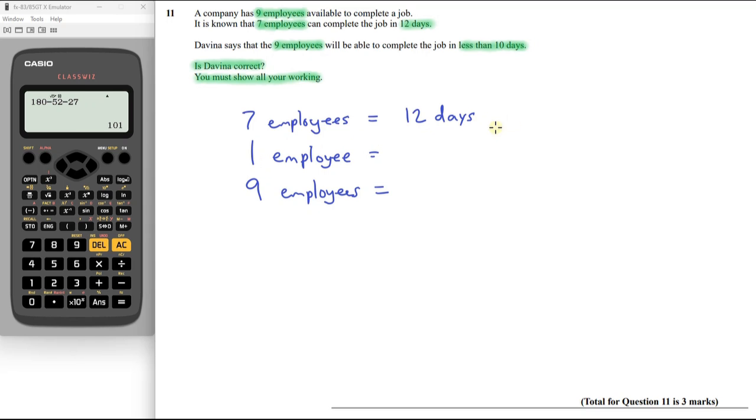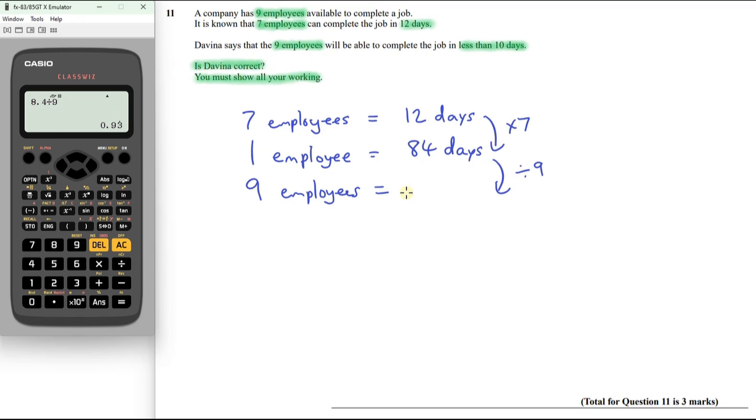So we need to multiply by 7, and 12 times 7 is 84. So it will take 84 days for that 1 employee to complete the job. Now we can work out how long it will take 9 employees. It's going to be 9 times quicker, so we're going to divide by 9.